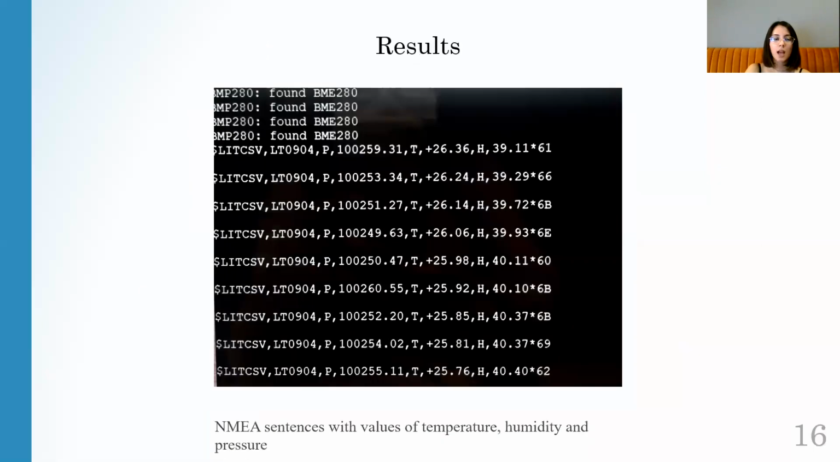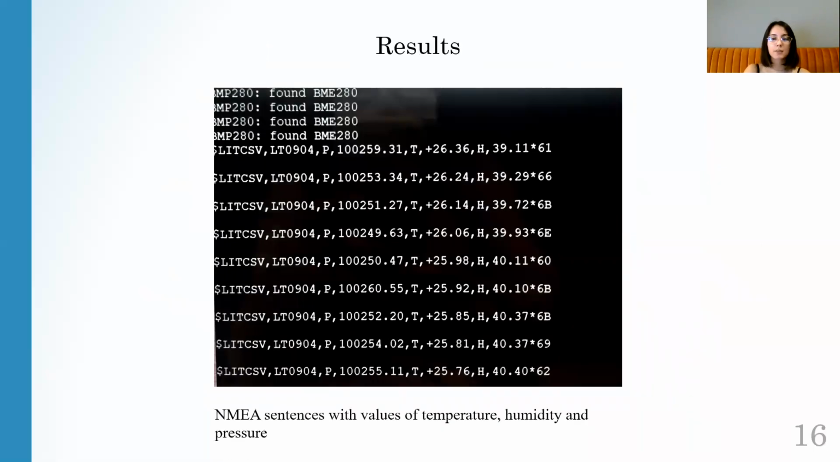In the results, the NMEA sentences created and the values obtained are shown in the figure. In the NMEA sentences, the two parts separated by commas after the $ sign are specified as the name of the project. The part after P was sent as the pressure value, the part after T as temperature value, and the part after H as the humidity value.